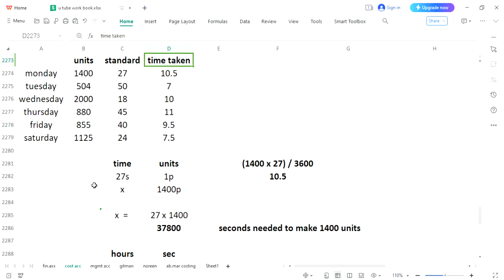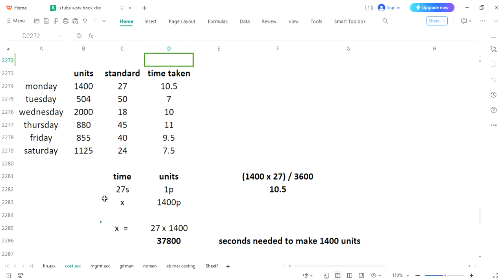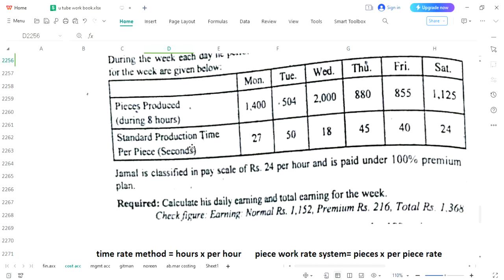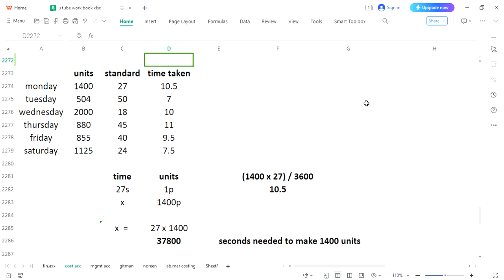So again we have calculated our hours. Why are we doing it? It's actually the reason which was present over here, premium. And to whom will we pay premium? If somebody has completed his job within or less than the time which was standard. Here you have calculated your standard time taken. This was your standard.